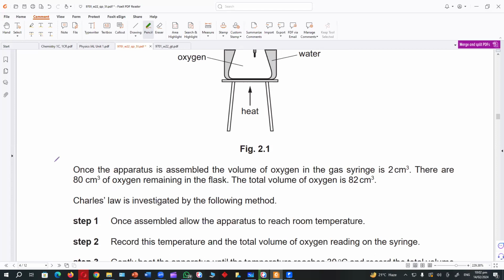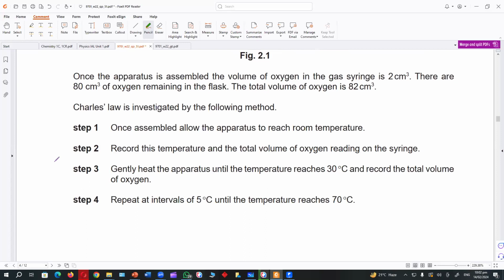Charles' law is investigated by the following method. Once assembled, allow the apparatus to reach room temperature, record this temperature and the total volume of oxygen reading on the syringe. Gently heat the apparatus until the temperature reaches 30 and record the total volume of oxygen. Repeat at intervals of 5 degrees until the temperature reaches 70. So let's read it once more. The story he is using, and then we can go for the first part.